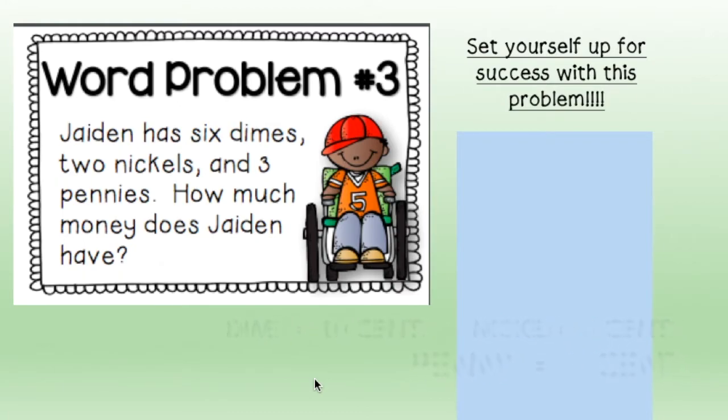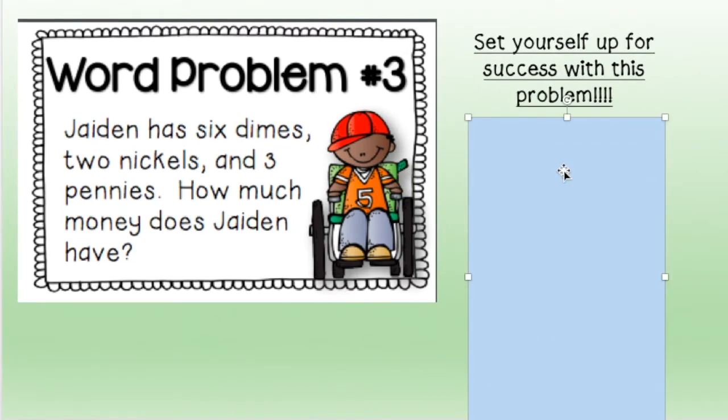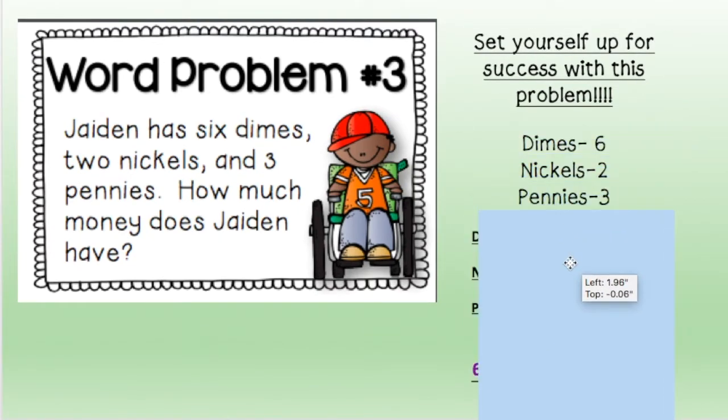I also know that this problem is asking me how much money does Jaden have altogether. So I'm going to need to do addition eventually. Let's think about setting this up in a way where we can really figure out how much each coin is worth and how much of that coin we have. So we know we have 6 dimes.